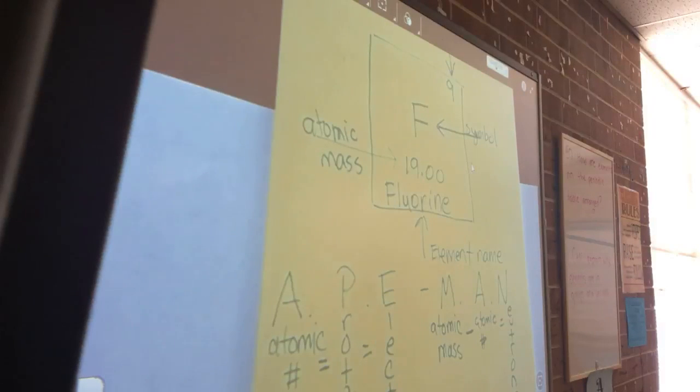Look at neon, which is right next to fluorine on the periodic table. It's number 10. Does everybody see neon? Its atomic number is 10. Everybody see it on the periodic table? What is its atomic mass?